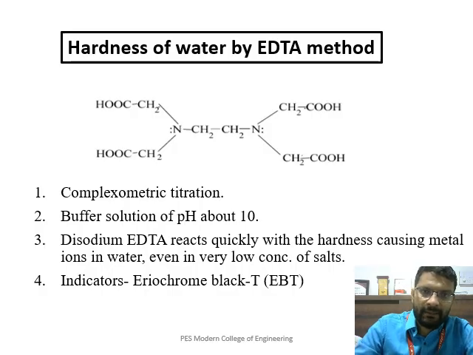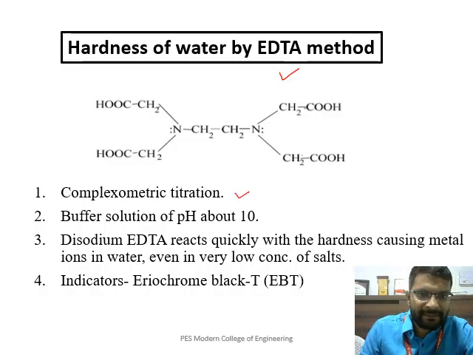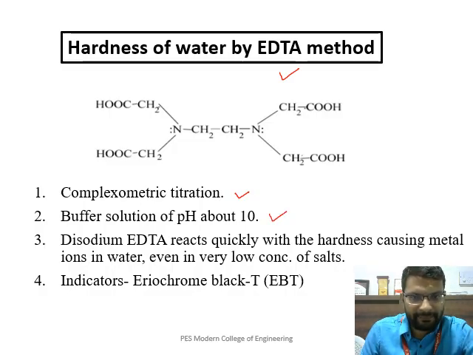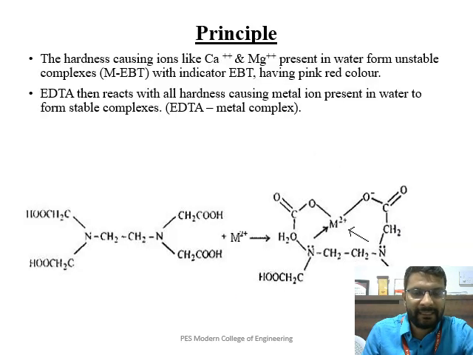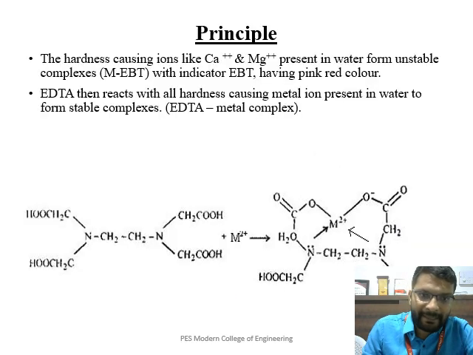Hardness can be determined with the EDTA method. This EDTA method is a complexometric titration. We require a buffer solution of about pH 10 for this experiment, and EDTA reacts quickly with the hardness-causing metal ions even at very low concentration. Here we use Eriochrome Black T as the indicator. The metal reacts with EDTA, forming a metal-EDTA complex as shown in the figure.